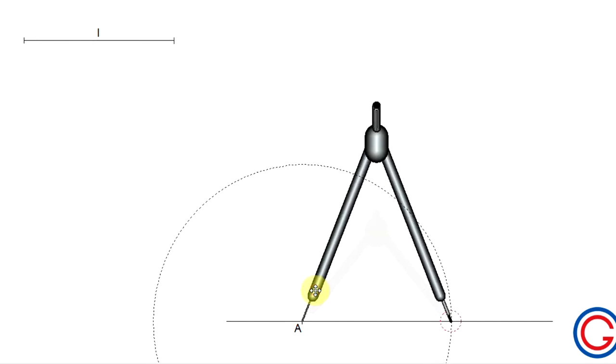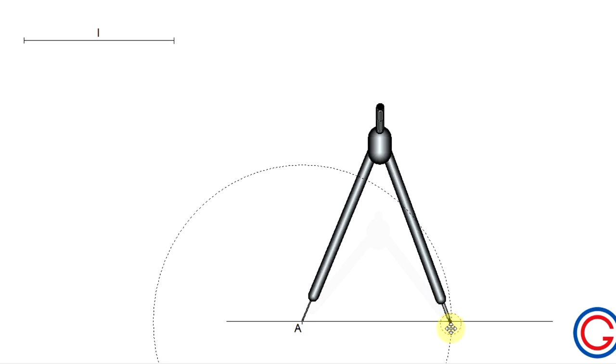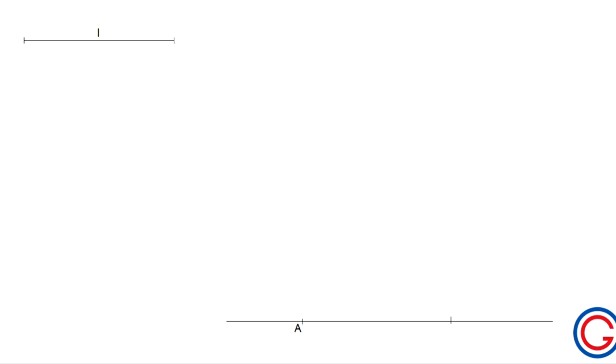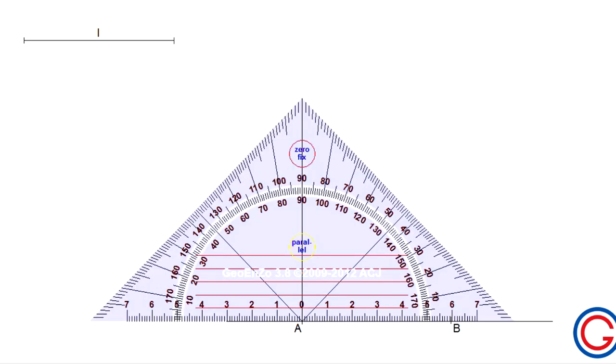Now we are going to set our compass to the given length and transport this length to our line, setting our compass on point A and scribing an arc to form point B, as can be seen here on the video. So now we have our line segment AB, which will be the base of our hexagon, and we will highlight it with a thicker line.